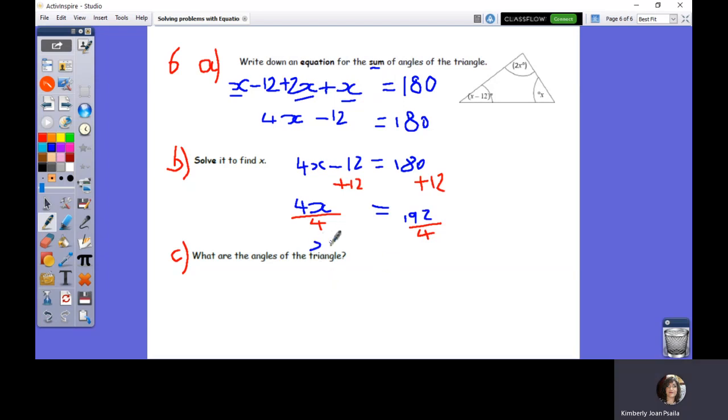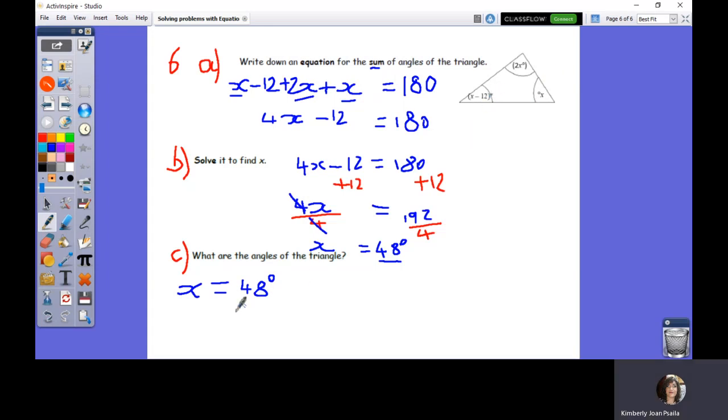Okay, so therefore 1x is equal to, you can use a calculator, 192 divided by 4 and you should get the answer of 48 degrees. Okay, so the value of x here is 48. Last step is that we have to find the values of all the angles in this triangle. So what are the angles of the triangle? We have this one, which is x degrees. We know that it is 48 degrees already.